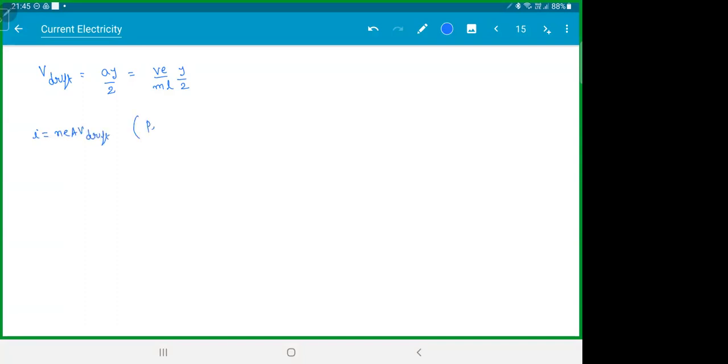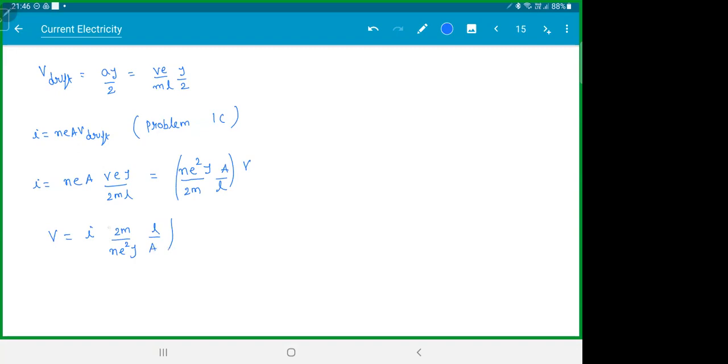We just solved it today in problem 1C. So from there we get current is equal to NEAV drift, which will be VE tau by 2 ml. This can be written as NE square tau by 2 m, A by L into voltage. So V is equal to I into 2m by N E square tau, L by area. This is what we write as V is equal to I into R. Ohm's law.